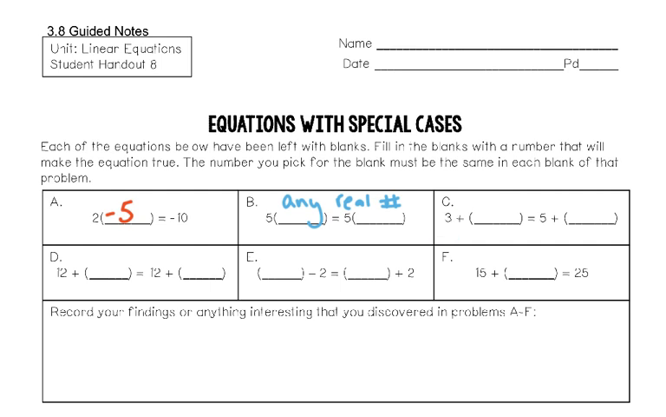Let's look at C. 3 plus a number equals 5 plus a number. So let's see if we can think of a number we can put in. It has to be the same number for both of them to make this true. It has to be the exact same number. So for example, if I put a 1 into the first box, I have to put a 1 into the second blank. So 3 plus 1 is 4, but 5 plus 1 is 6. So it can't be 1.